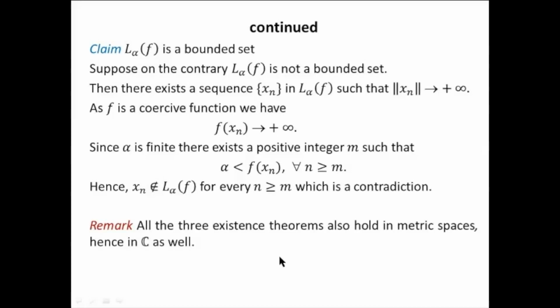So all these three existence theorems which we have proved in finite dimensional spaces also hold in metric spaces. Hence it holds in the set of real numbers and in the space of complex numbers as well.